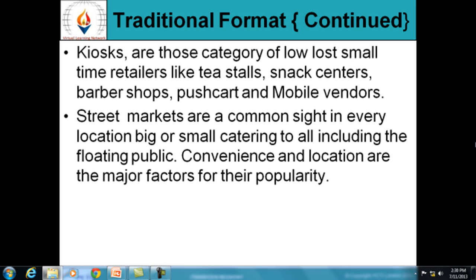Floating public means the public which comes there and shops quite often, and people who are passing by and stop in. And convenience and location are the major factors for the people to come to the stores.